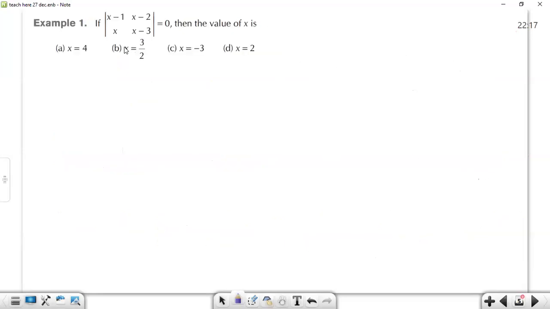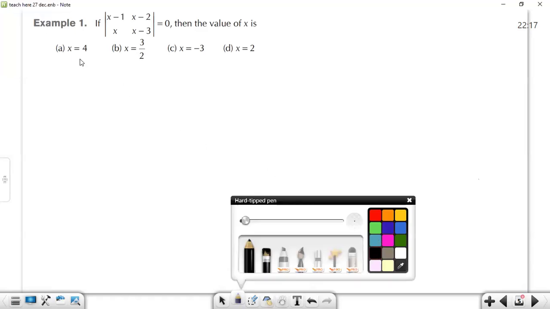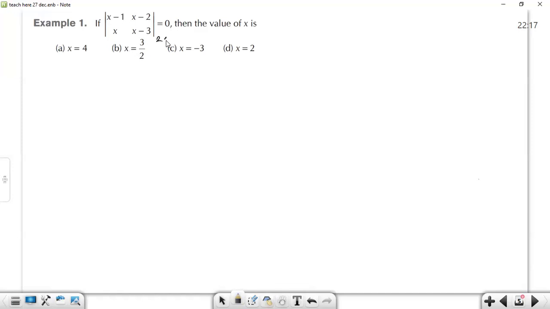So first question. We have a 2 by 2 determinant whose value is given to us. We have to find out the value of x. There are options. So try to solve this determinant. We'll have to multiply these elements and subtract the product of these elements. This is given as equal to 0.